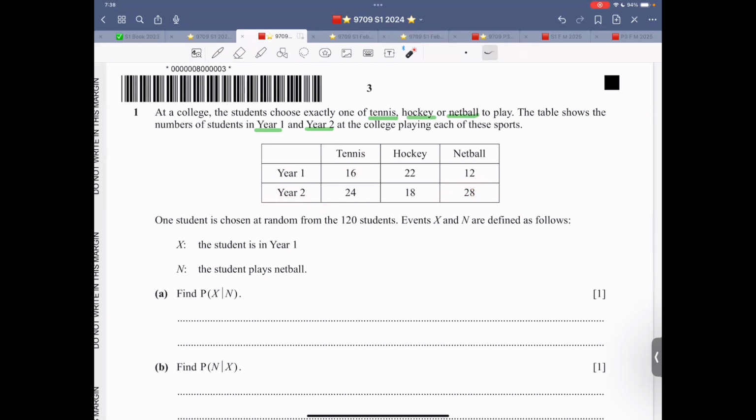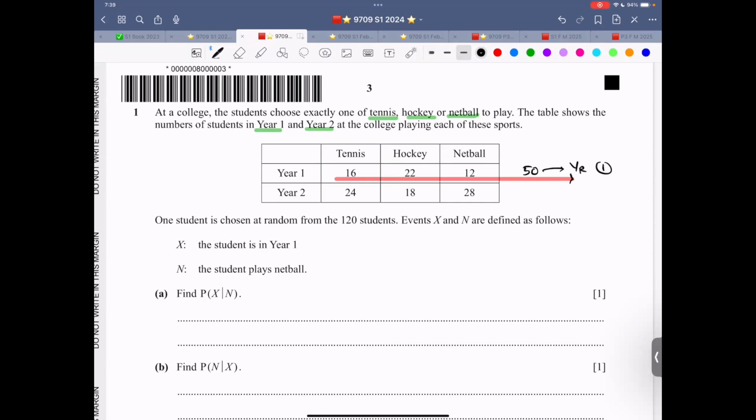So now it says one student is chosen at random from the 120 students. Events X and N are defined as follows. X is the students in year 1. So now let me draw a line over here. That is students in year 1, that is 16 plus 22 plus 24. How much is that? 22 and 12, 34, 16, 50. So there are 50 students in year 1.